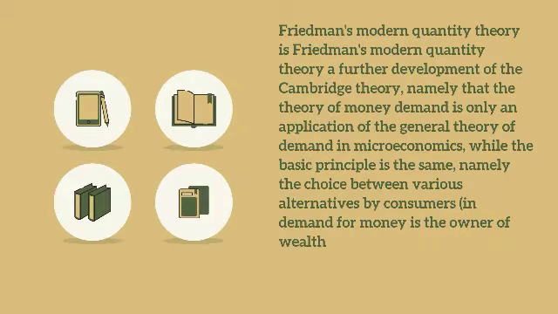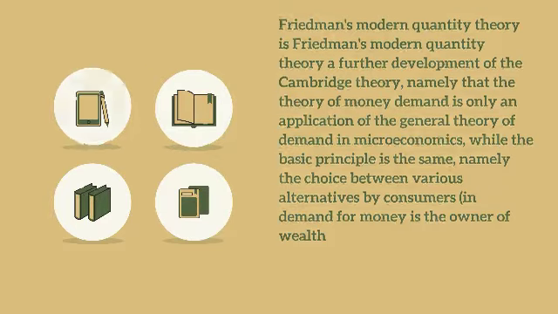Friedman's modern quantity theory is a further development of the Cambridge theory, namely that the theory of money demand is only an application of the general theory of demand in microeconomics, while the basic principle is the same, namely the choice between various alternatives by consumers in the demand for money by the owner of wealth.